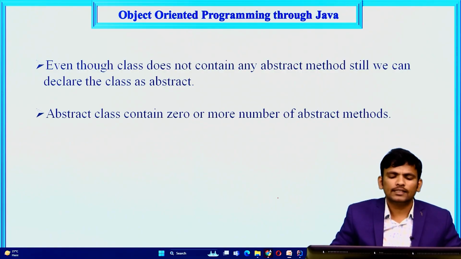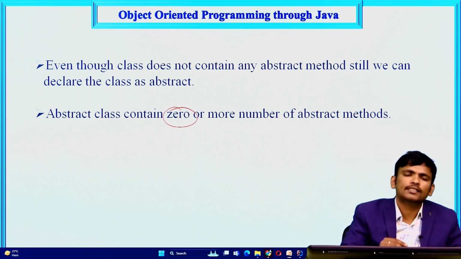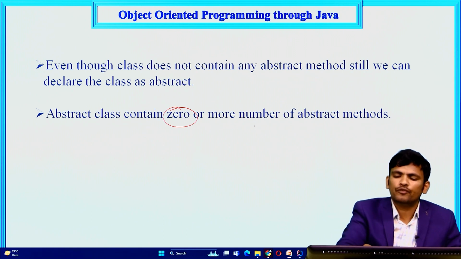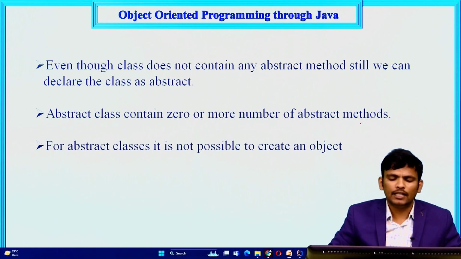So an abstract class contains 0 or more abstract methods. Just now I explained, an abstract class may contain 0 abstract methods and n number of abstract methods. Even if a class does not have any abstract method, still we can declare that class with the abstract modifier. If you declare any class with the abstract modifier, instantiation is not possible. For an abstract class, it is not possible to create an object. Object creation means instantiation is not possible.